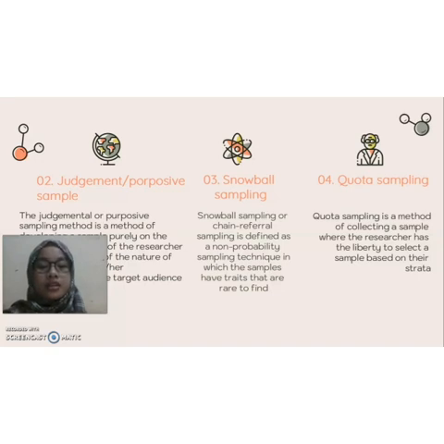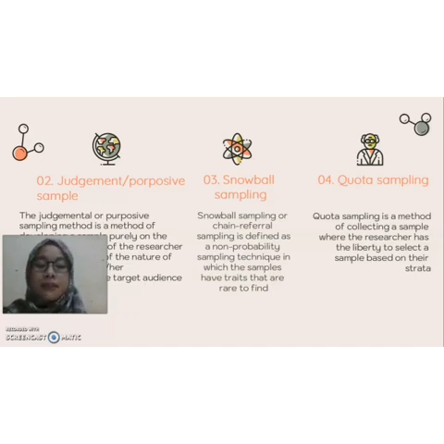The third is snowball sampling. Snowball sampling or chain referral sampling is defined as a non-probability sampling technique in which the sample have traits that are rare to find. If the population is hard to access, snowball sampling can be used to recruit participants via other participants. The number of people you have access to snowballs as you get in contact with more people.